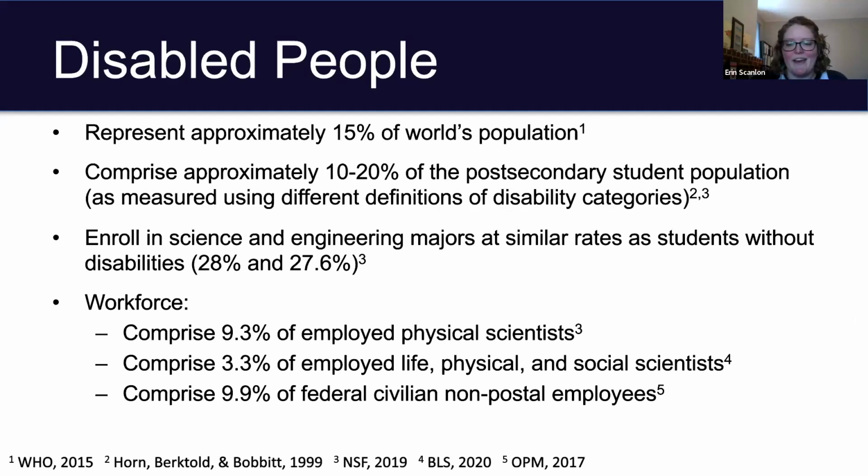So we know that people with disabilities are present within our classrooms, they're present within our workspaces, and they're present within our research spaces. So we need to design our spaces to support the wide range of people depending on their needs, abilities, and interests.